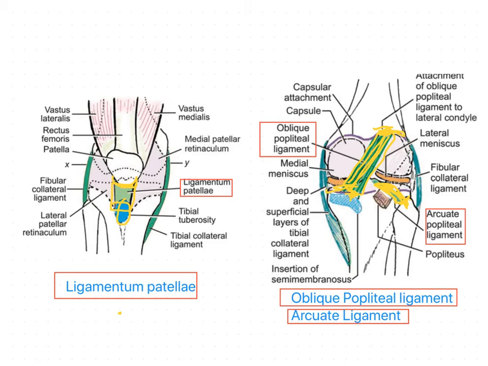As we know, the popliteus muscle also originates with some of its fibers from the arcuate popliteal ligament. So these are all about the extracapsular ligaments of the knee joint. In the next session we are going to discuss the intracapsular ligaments. Thank you.